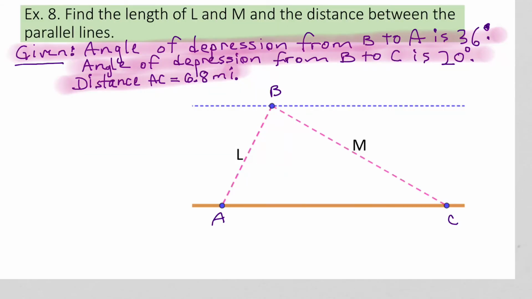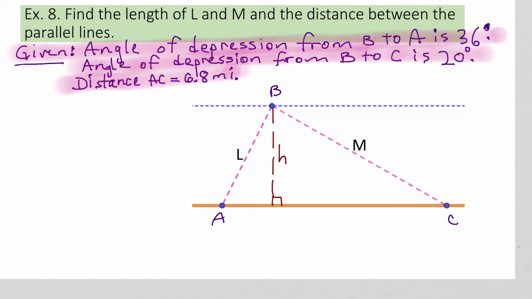So example 8 is a similar setup. So we've got two parallel lines, and we've got a triangle, a general or an oblique triangle inside the two parallel lines. So we're asked to find the lengths L and M and the distance between the parallel lines. So that's going to be our H, perpendicular distance here.